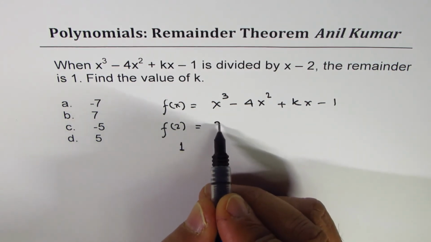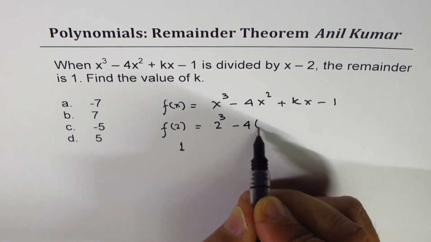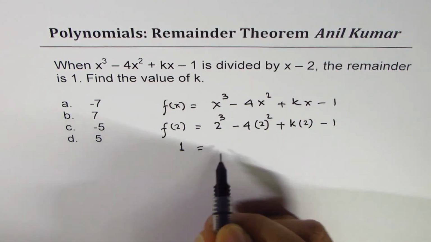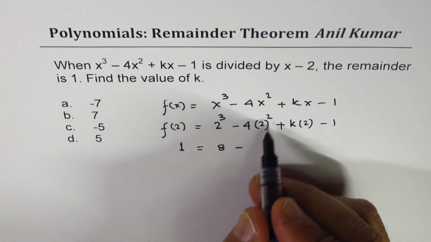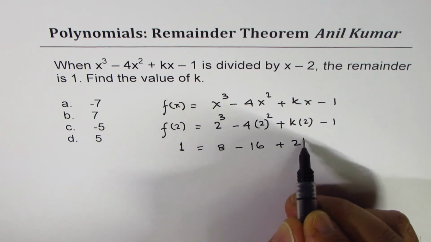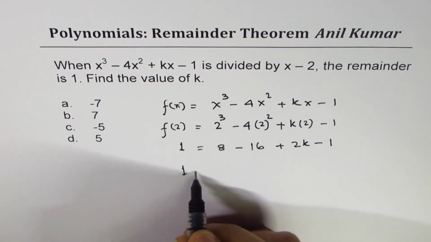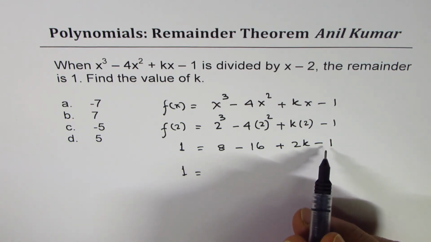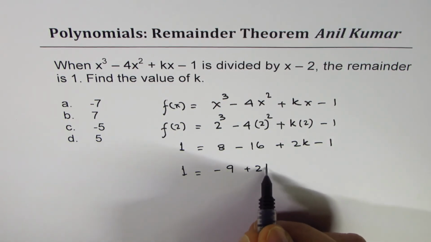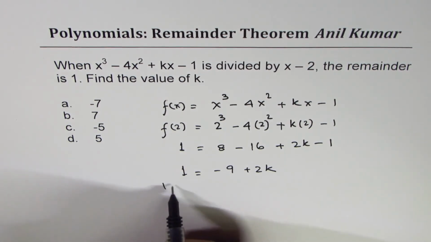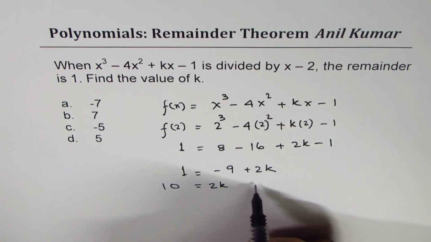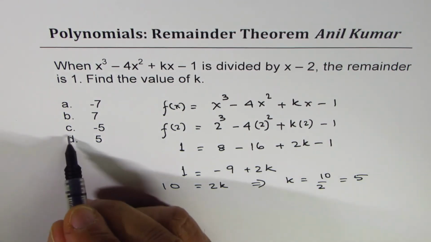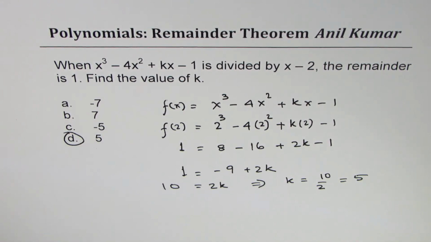So if we substitute 2, I get 2 cube minus 4 times 2 square plus k times 2 minus 1, which is 8 minus 4 times 4, which is 16, plus 2k minus 1, and that equals 1. 8 minus 16 is minus 8, and this gives you minus 9. So we have minus 9 plus 2k equals 1. Bringing 9 to this side, we get 10 equals 2k, or this implies that k is equal to 10 divided by 2, which is 5. So option D is the right option.